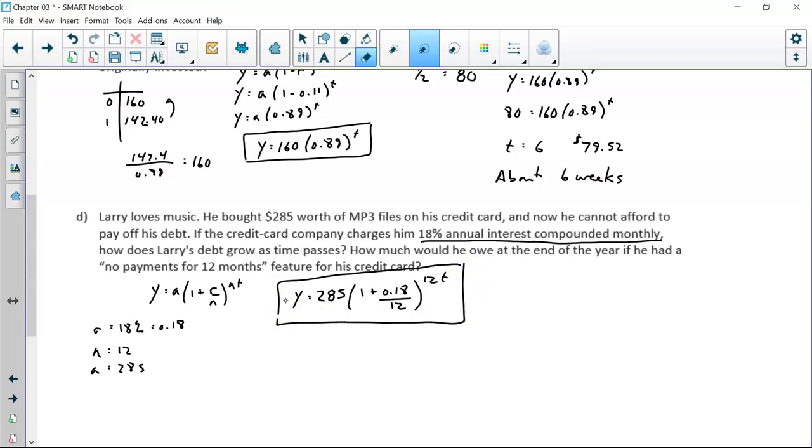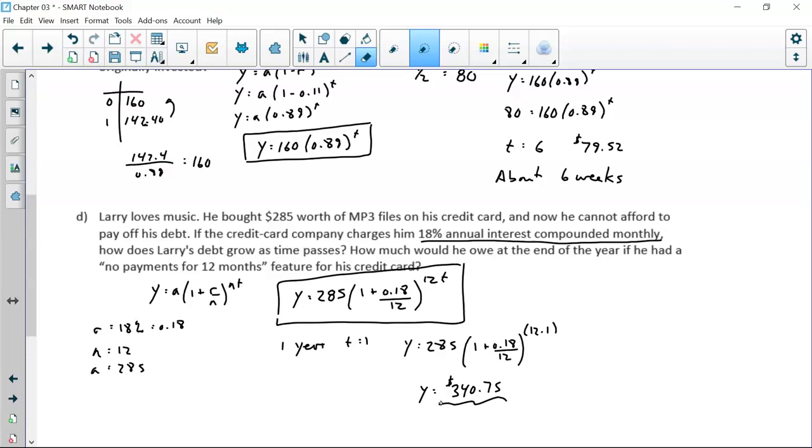So how much would he owe at the end of the first year? So for 1 year, that's when T equals 1. So Y equals 285 times 1 plus 0.18 over 12 to the 12 times 1. So Y equals, when you type that in, about $340.75. That's why it's always important to try to pay off your credit cards each month. If you don't pay them off, they're going to gain. You're going to end up spending a lot more for your purchases in the end.